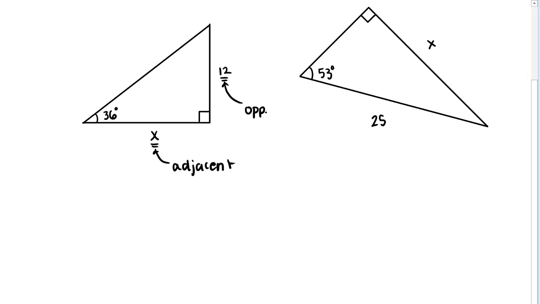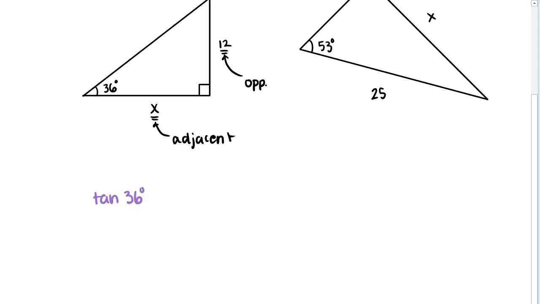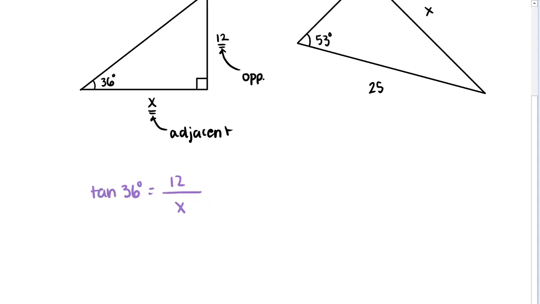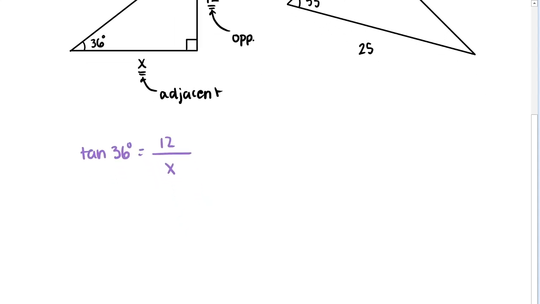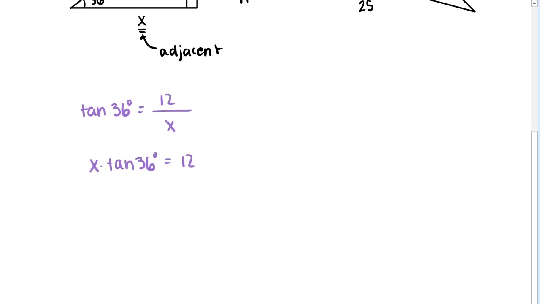Well, I know that tangent of 36 degrees is this opposite side length, 12, divided by our adjacent side length, which is this unknown quantity. Here I can solve this for x. I can multiply both sides by x. I have x times tangent of 36 degrees is equal to 12. And then I can divide both sides by tangent of 36 degrees. This is some number. And so x is equal to 12 over tangent of 36 degrees. That's the exact value of x.